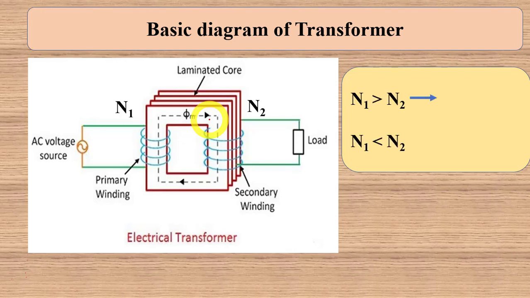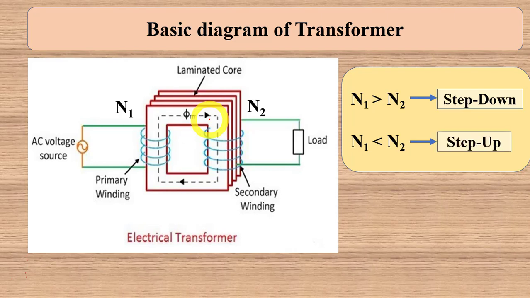When the number of turns in the primary winding is greater than the number of turns in the secondary winding, such a transformer is called a step down transformer. When the number of turns in the primary winding is less than the number of turns in the secondary winding, such a transformer is known as a step up transformer.